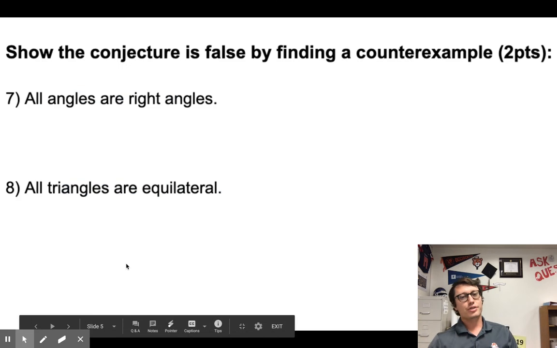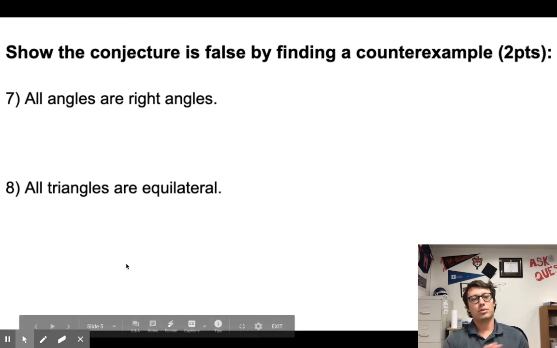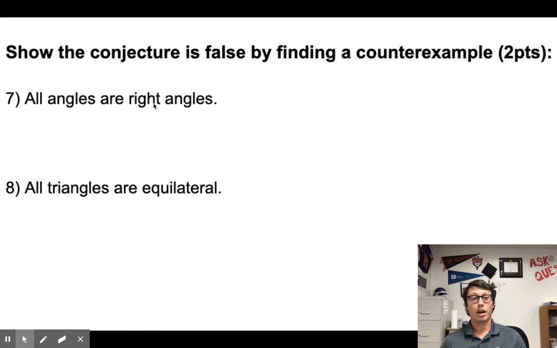Show the conjecture is false by finding a counterexample. All angles are right angles. Well, a counterexample would be obtuse angles or acute angles. Okay, that's not true, right? There's more than just right angles. All triangles are equilateral.